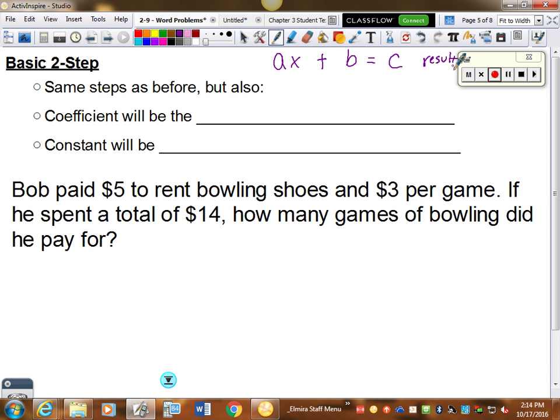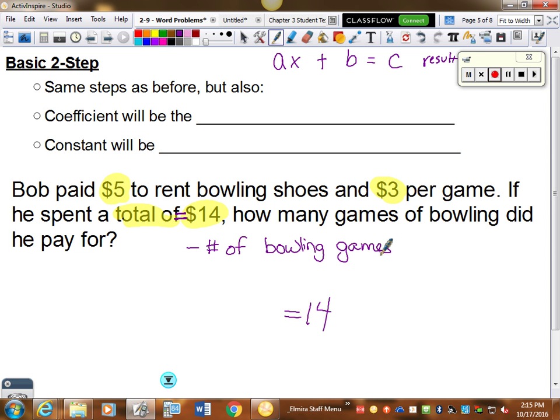Okay, so first, again, we're going to read the question. Bob paid $5 to rent bowling shoes and $3 per game. If he spent a total of $14, how many games of bowling did he pay for? So the first easiest thing to figure out is what should go after the equal sign. So you're looking for words that indicate that it's the result or the total. I see the word total here. And so I'll stick an equal sign right here in front of the 14. Oh, I didn't assign my variable yet. How many games of bowling did he pay for? We're trying to find the number of bowling games.